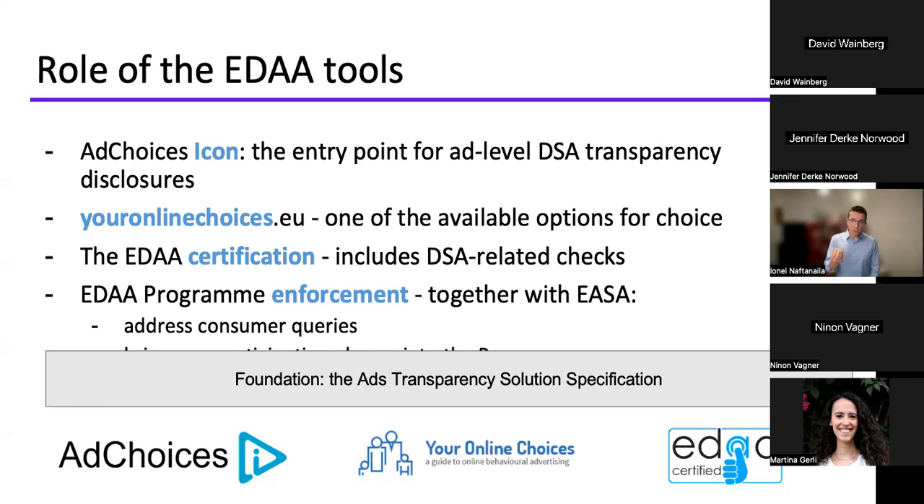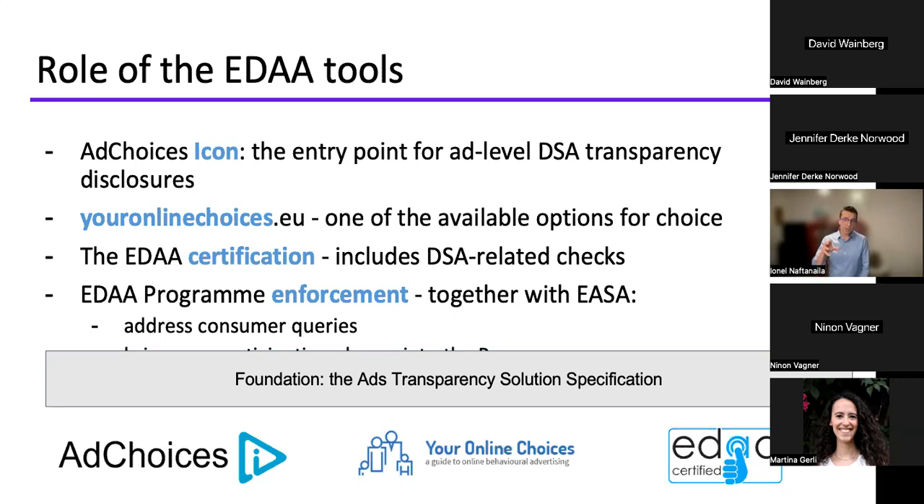YourLineChoices.eu could be used as one of the available options for choice, but obviously, again, that's the preference, as Rowena and Jen have explained. That's 100% the preference of the platforms themselves. And then the EDA certification would also include DSA-related checks going forward.